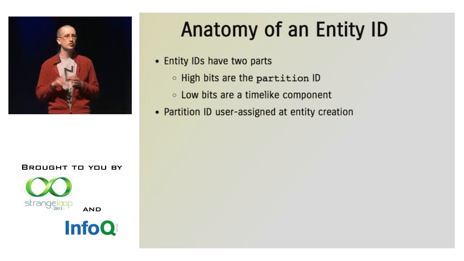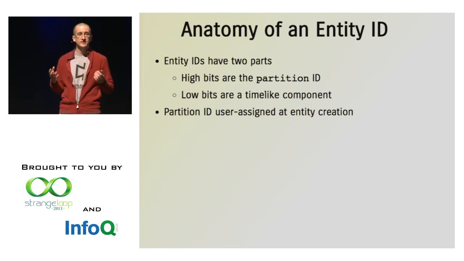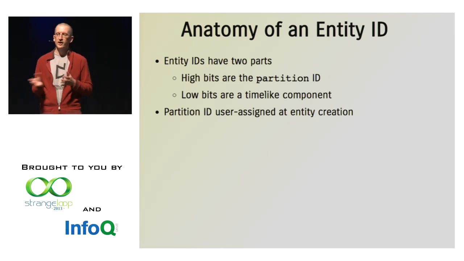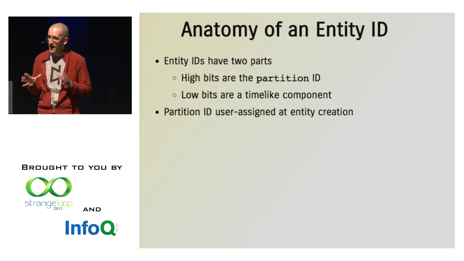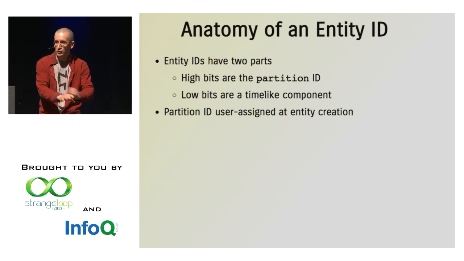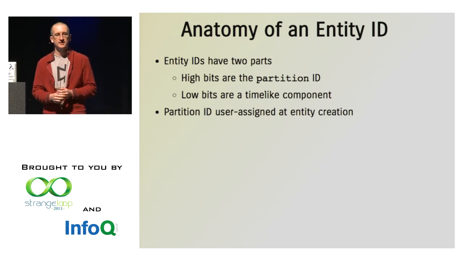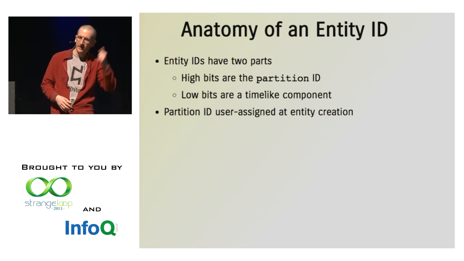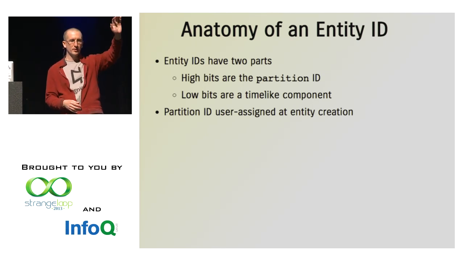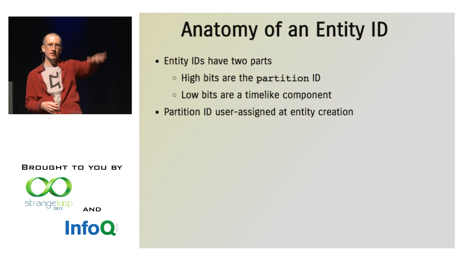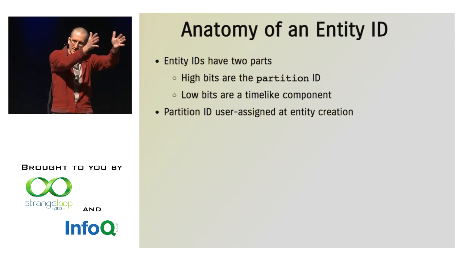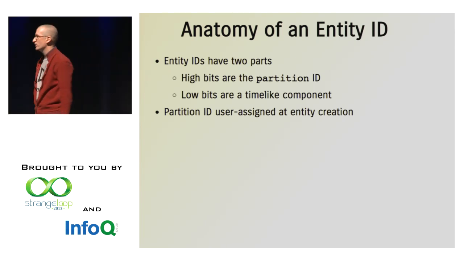And that number has two parts, high bits and low bits. The high bits are something called the partition, which is user-assigned. You don't actually assign a number. You can allocate partitions in Datomic, which I should point out is not about reserving disk space or doing anything with storage. It's just about saying, logically, there is this thing called a partition, which is really just associated with a number. We don't get to know what the number is, but it's going to be the high bits of entity IDs that we're creating.